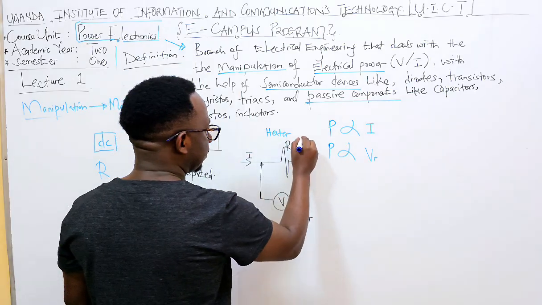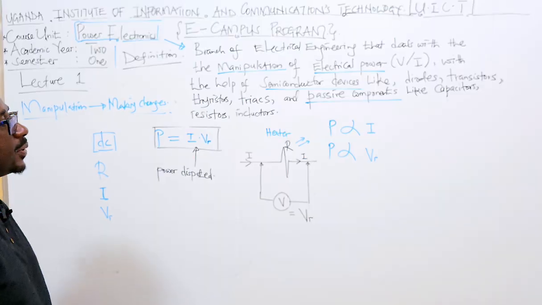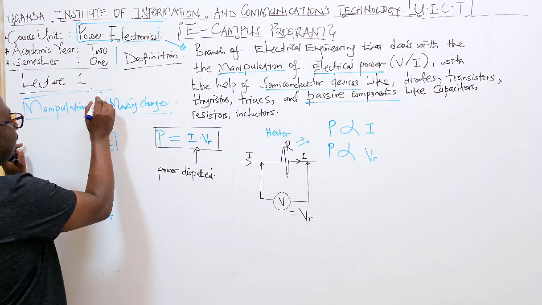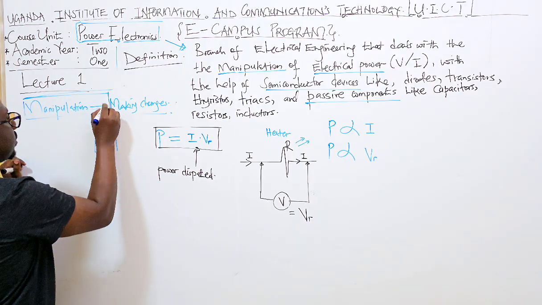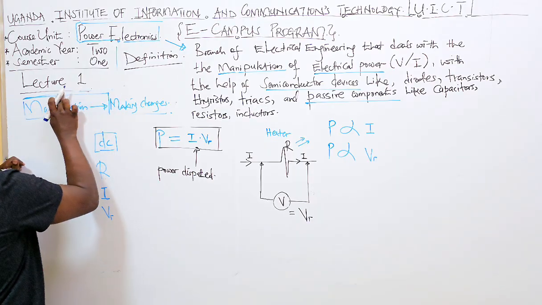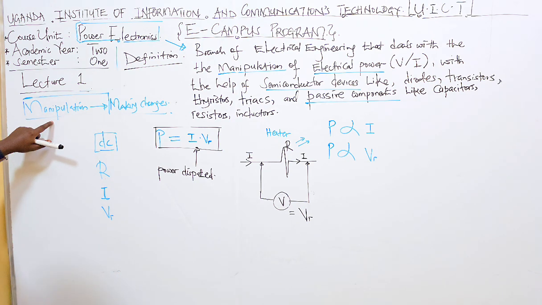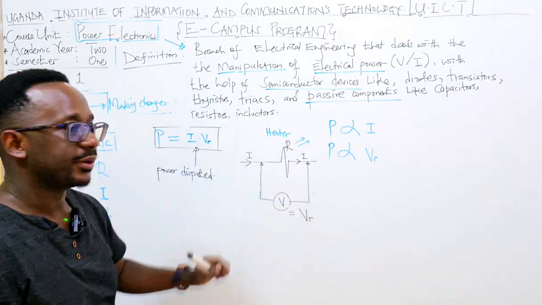Since it's a heater, it's giving off heat, and we need to manipulate how much heat. Here the word manipulate is coming back again. So we need to manipulate the amount of heat that is being radiated by the heaters.